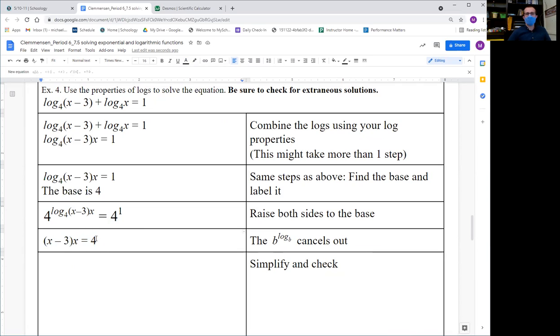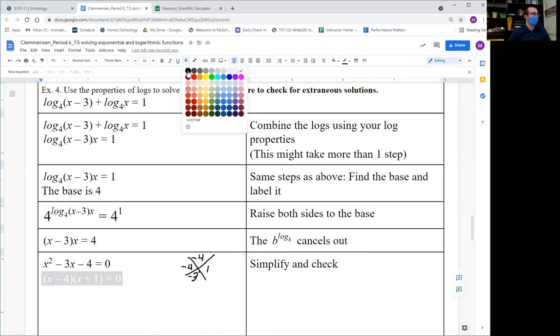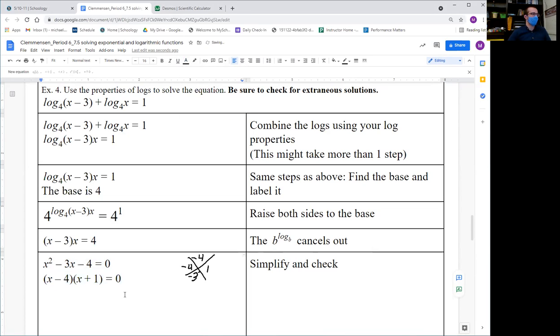Now it's just a quadratic equation that we can move things around and get in the right order: x squared minus 3x minus 4 equals 0. Then we use our x method to find out what this is equal to. Two numbers that multiply together to get -4 and add to be -3 are -4 and +1. So we end up with x minus 4 times x plus 1 equals 0. And so x equals 4 or -1.